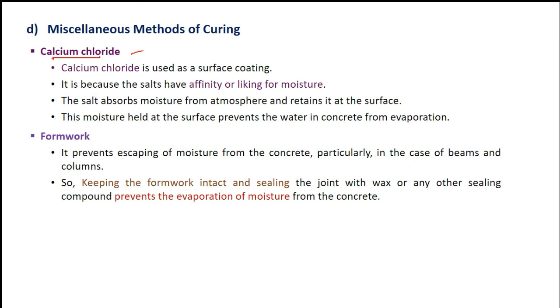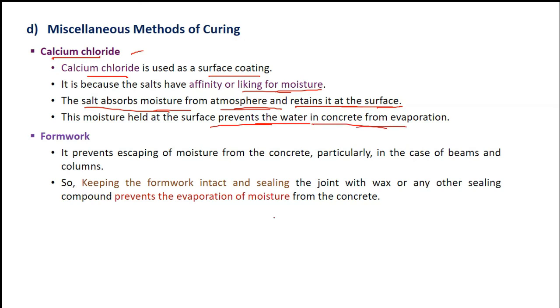Okay, so we can make use of this calcium chloride. We are going to put this salt, calcium chloride, on the surface of the concrete. Since calcium chloride is a salt and it likes moisture, it is going to absorb the moisture from the atmosphere and retain it at the surface. So now the salt is going to be present on the concrete surface with the absorbed moisture from the atmosphere. You are not going to add anything extra, water or anything, right? It is going to absorb the moisture, and it is going to maintain that moisture on the surface of the concrete, just like jute bags, right? So this prevents the loss of water from the concrete.